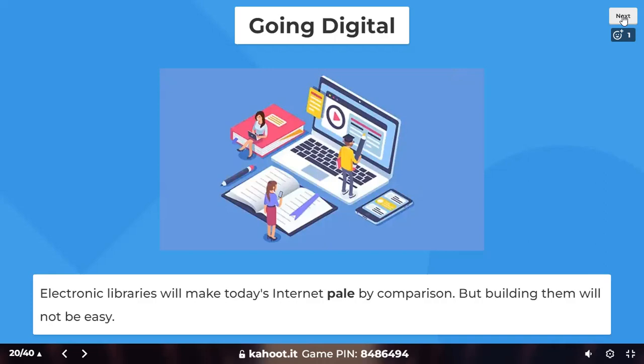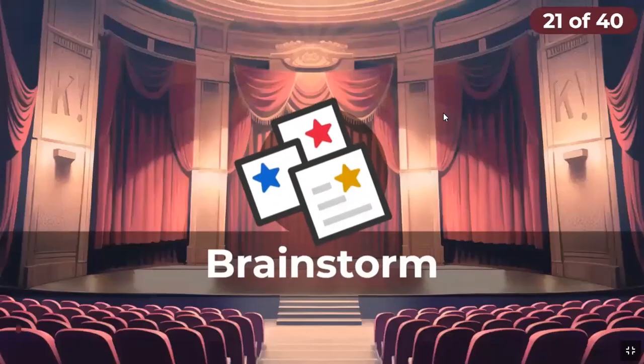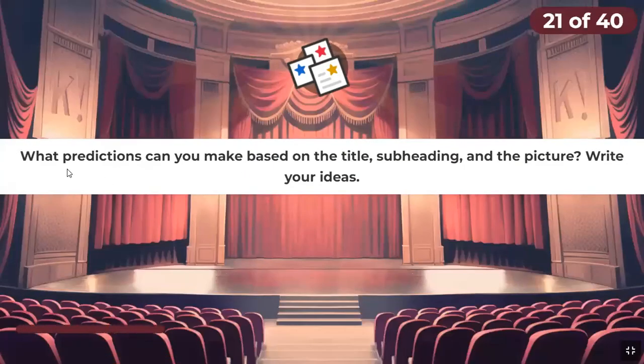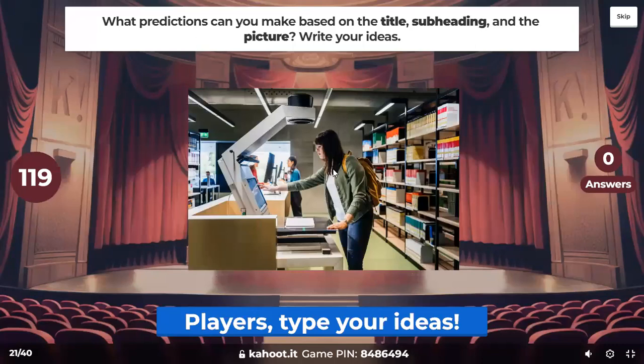Now, what I would like you to do: two of you express your ideas. Here, brainstorming: what predictions can you make based on the title, subheading, and the picture? Write your ideas. What do you think the text will be talking about? You have a picture, so you can write up to 5 statements. You can write words only, no problem. The most important thing is that you practice your writing skill. Try to post your ideas.